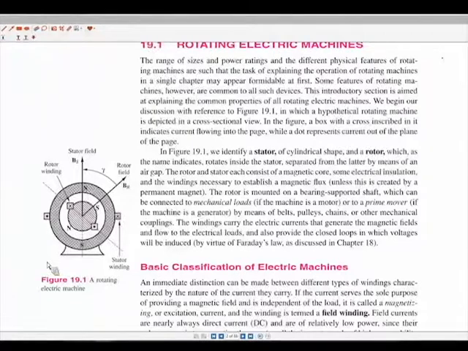I wanted to talk a little bit about Monday's discussion. We're talking about motors: what end of the motor is the north side or the south side, of either the stator or the rotor of the motor?